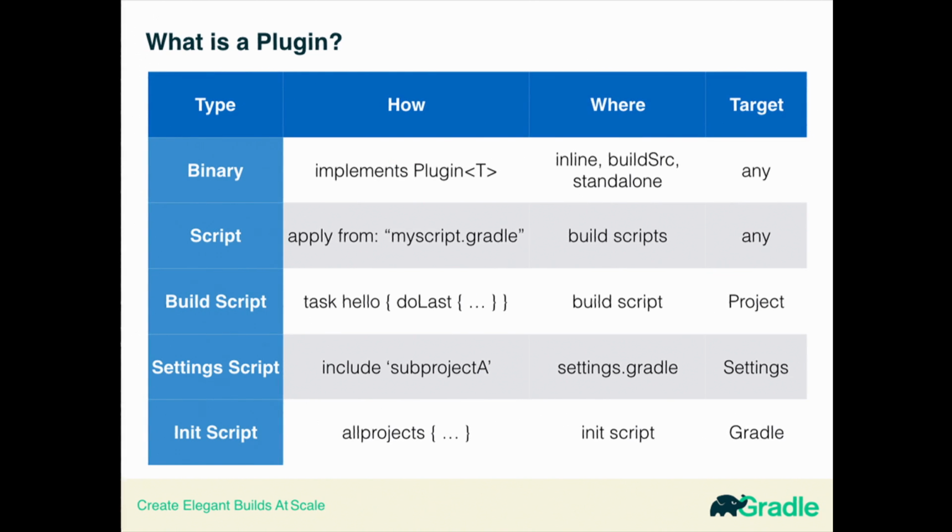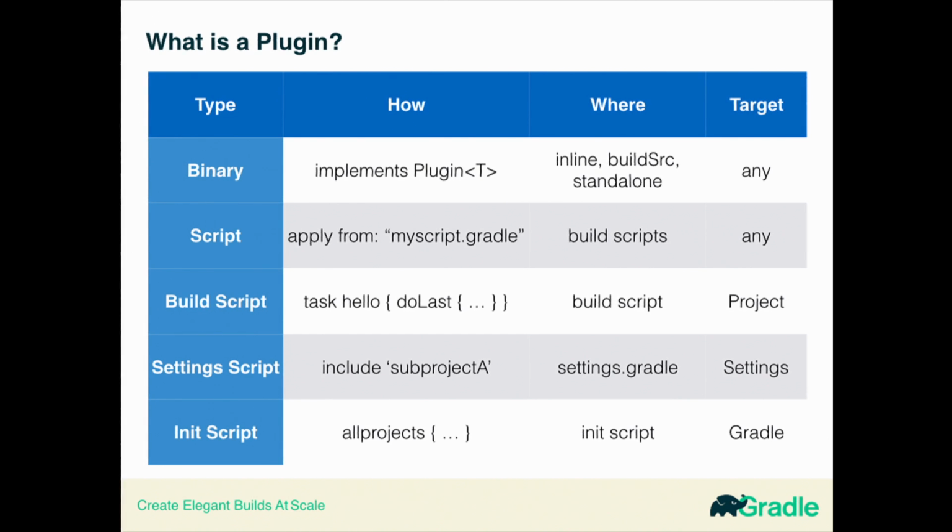Now, you might be surprised by all the things that are plugins, or that should be thought of as plugins. The most obvious ones that you all know are binary plugins. So plugins that are written in Java or Kotlin or Groovy, whatever language you fancy, really, as long as it runs on the JVM. And that's a class that just implements the Plugin interface, which has one method called apply and takes the target, and then does something with the target. And you can write those plugins given any kind of target, project, settings, Gradle, etc. 99% of the time, it's going to be a project.